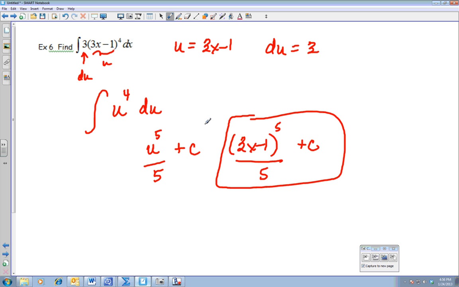Now today we're doing all indefinite integrals. Next week we'll do definite integrals using U-substitution.